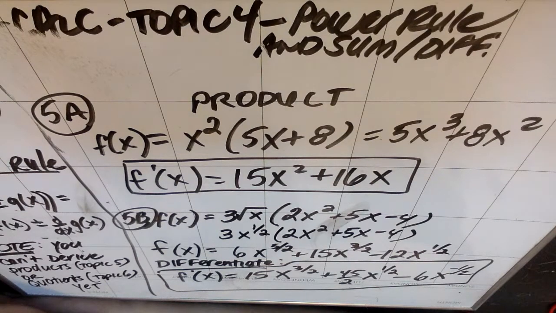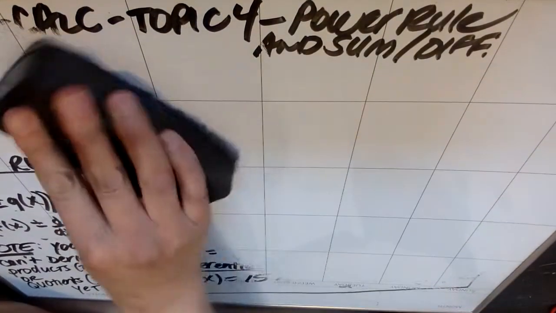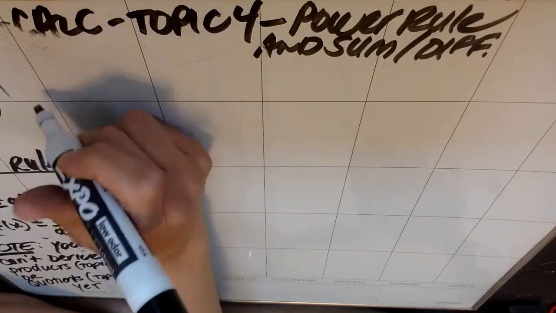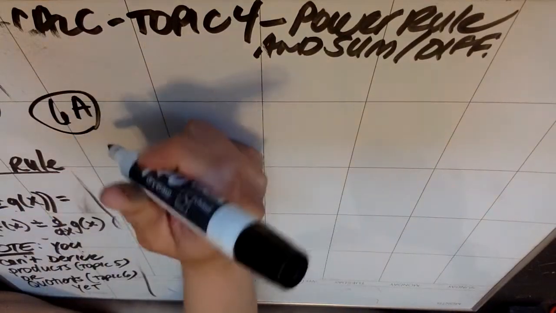Cool. The last thing we're going to do is example 6, and then you'll have 7 practice problems to try. Okay? So let's try example 6. All right. So in example 6, same idea, still finding f prime.